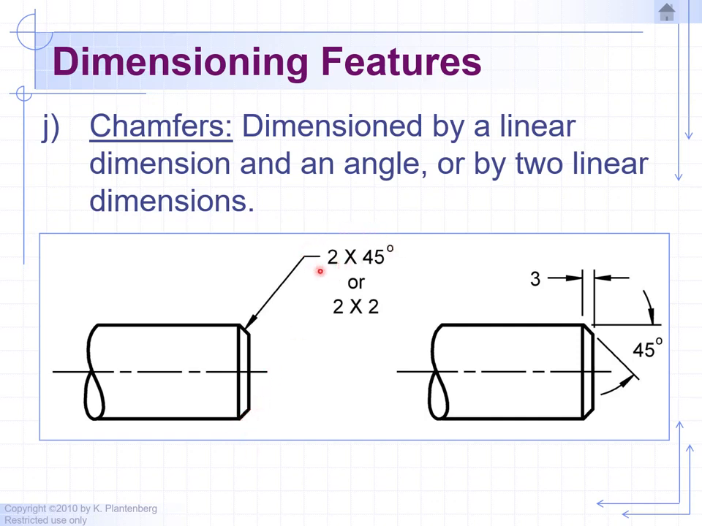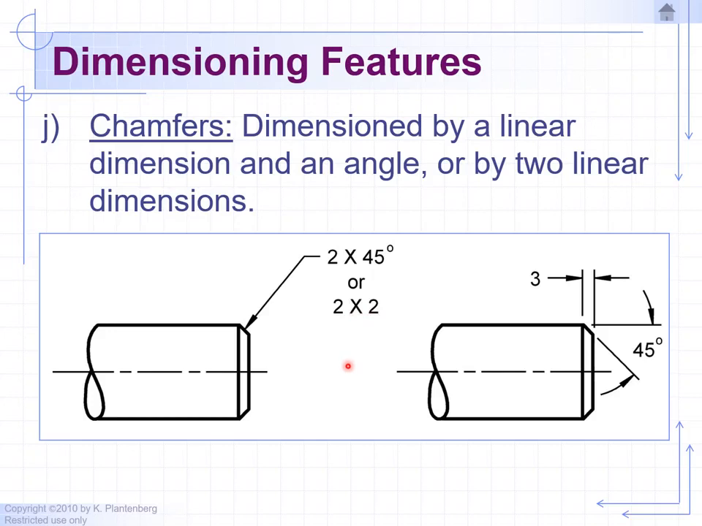So that's one way of calling it out, 2 by 45, or you'll get the same result if you call it out as 2 by 2. So from this imaginary intersection point to here is 2 units, back to the intersection point to this point is also 2 units. So you can call it out either way. Either you can say 2 by 45 degree chamfer or 2 by 2. You end up with the same result. I want you to note that there's a space, 2 space by space 45 degrees, or again you can use 2 space by space 2 units.